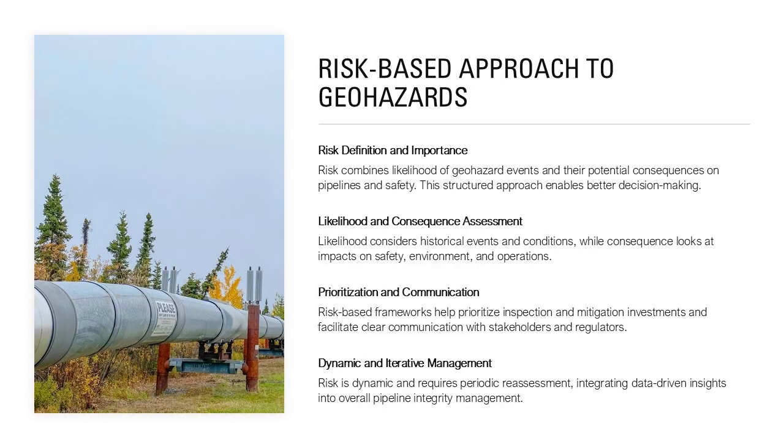A risk-based approach to geohazard management focuses on prioritizing resources where they will have the greatest impact on safety and reliability. Risk is generally defined as the combination of the likelihood of a geohazard event occurring and the consequences should that event impact the pipeline. API RP 1187 strongly advocates for this approach, as it allows operators to move beyond purely qualitative assessments toward more structured and defensible decision-making. Likelihood assessment involves evaluating factors such as historical frequency of events, current ground conditions, triggering mechanisms, and the effectiveness of existing controls.